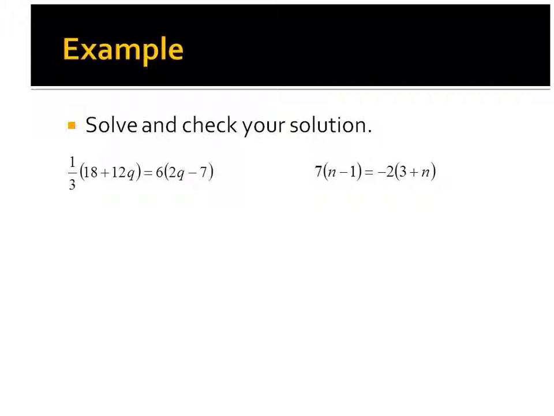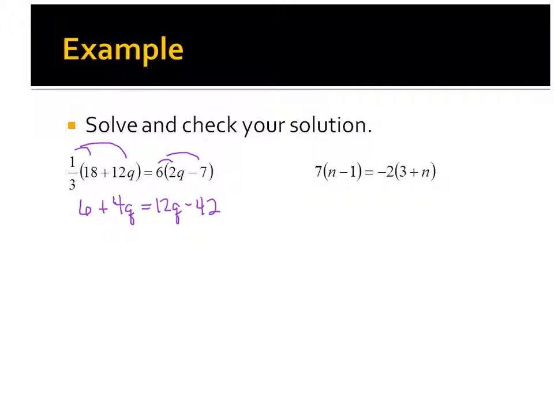Okay, so same thing here. We're going to look at the one on the left, and then I'm going to leave the one on the right for you. And so if I have a number right outside of parentheses, the first thing you need to consider is distributing. I want to distribute on both of them, and make sure you distribute to both terms inside the parentheses. So 1/3 times 18 is 6. 1/3 times 12 is 4. 4Q plus 6 equals 12Q minus 42.